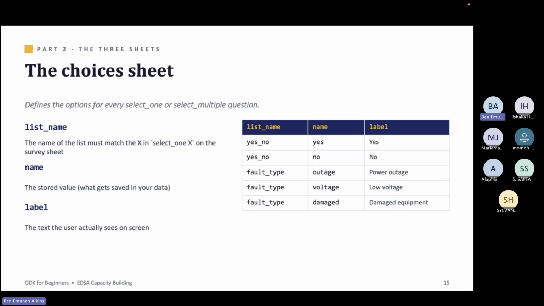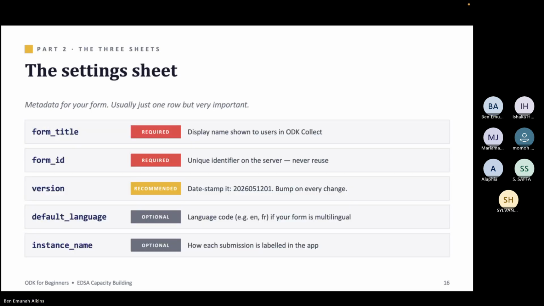Okay. So this is for the choice sheet. Then we have the settings sheet. On the settings sheet, what we have to define there is pretty simple. We have the form title, which is required. That one we will just put a title in there. It's a display name that users will see.